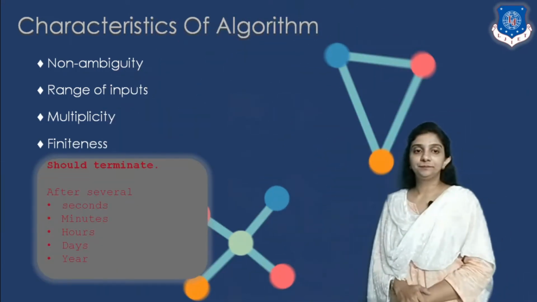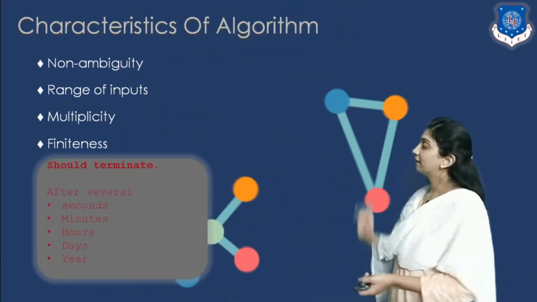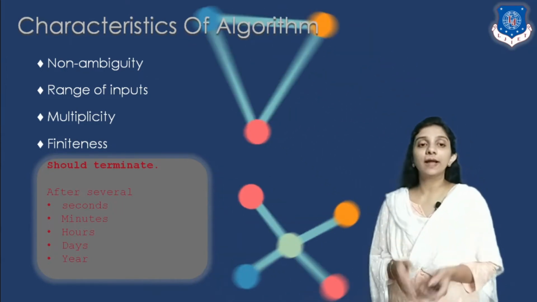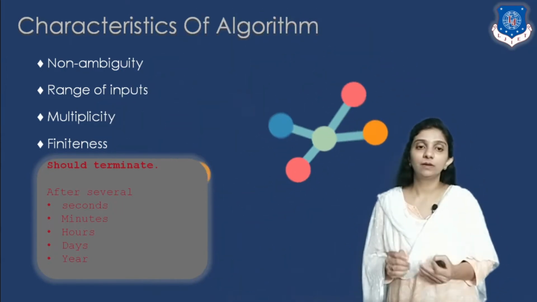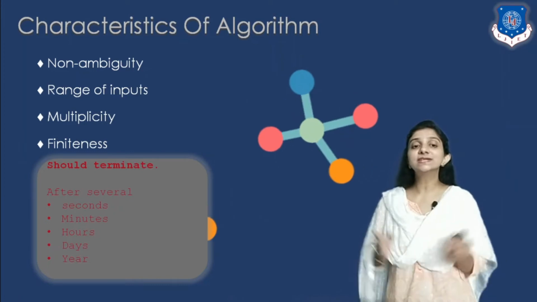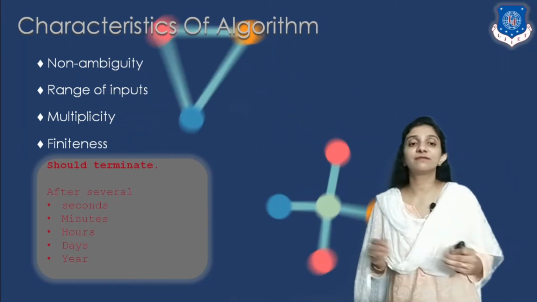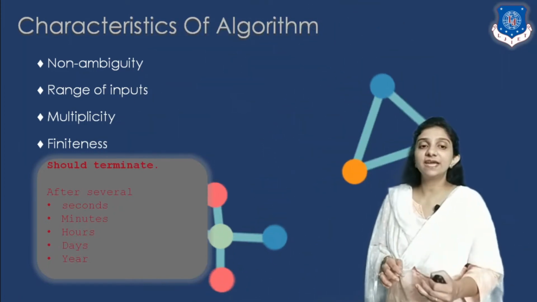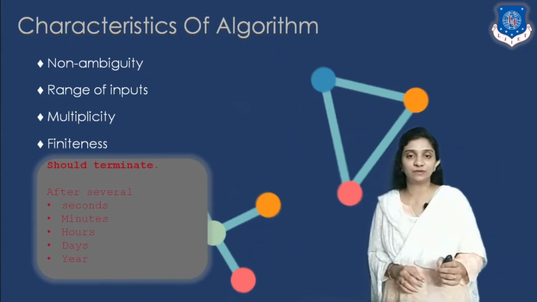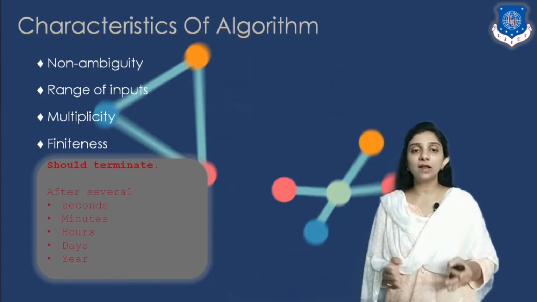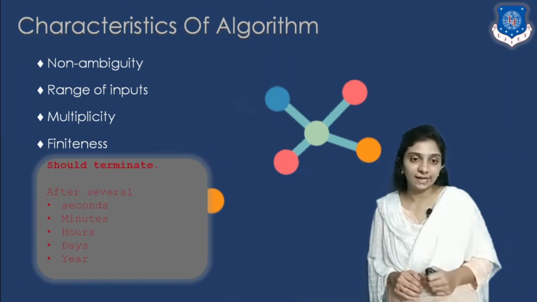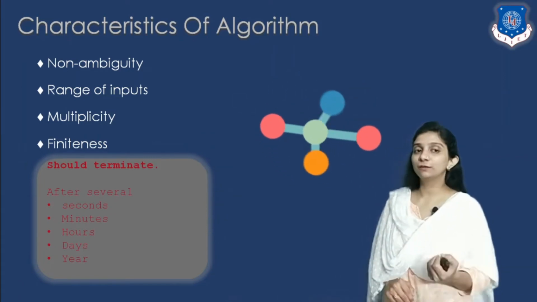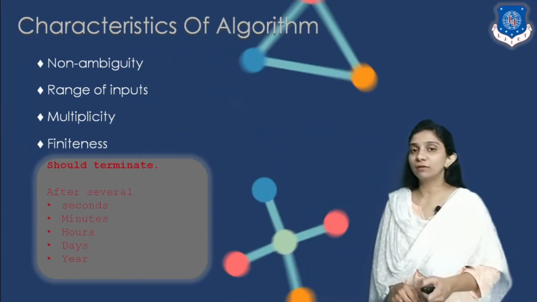Next property is finiteness. Finiteness says that your algorithm should terminate. Your algorithm can terminate after several seconds, after several minutes, hours, days, years, even after centuries. But there should not be any algorithm that runs infinitely. So finiteness is one of the important properties of an algorithm.